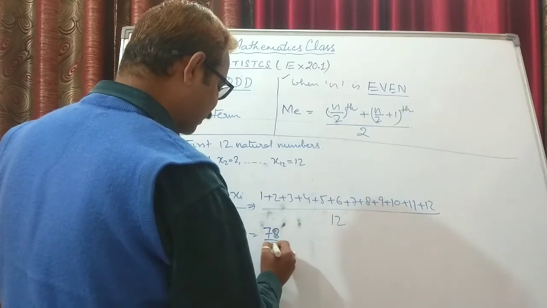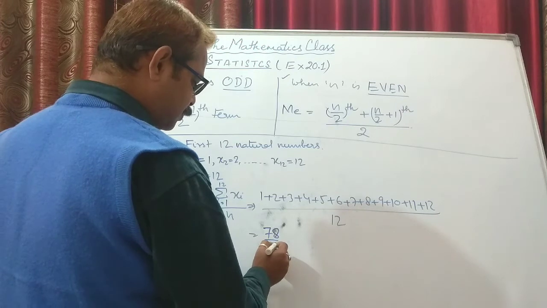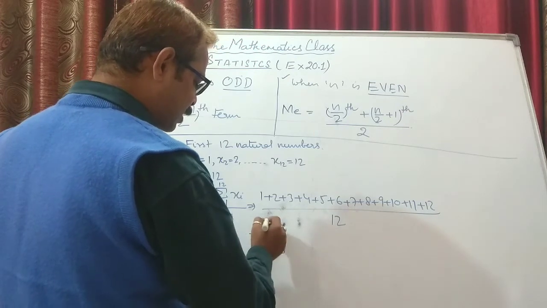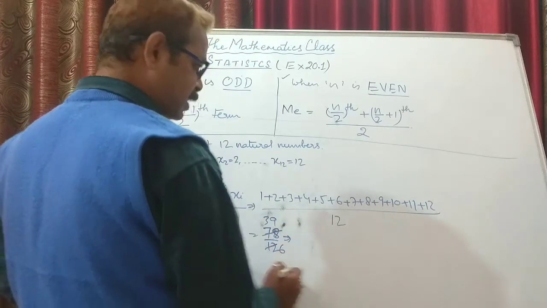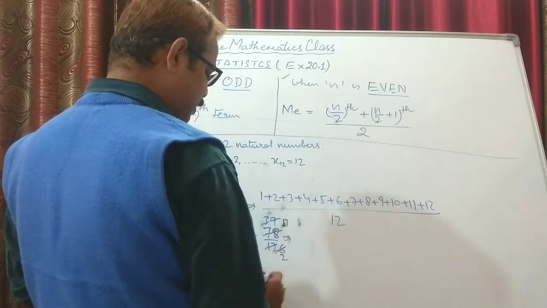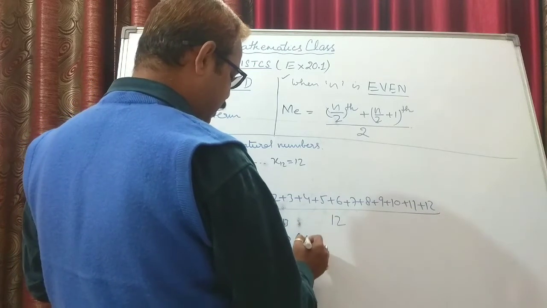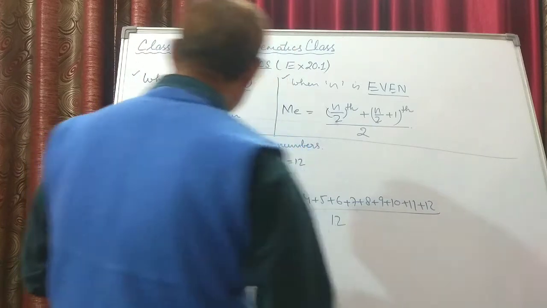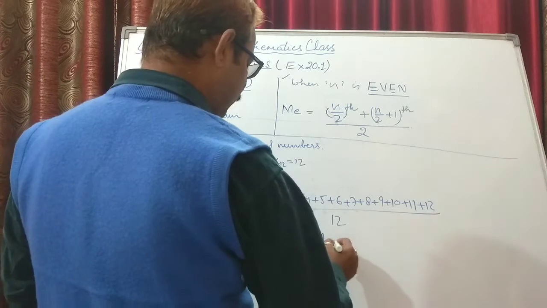78 upon 12. Now 2 6s are 12, 2 3s are 6, 2 9s are 18. 39 upon 6. Now 3 2s are 6, 3 1s are 3, 3 0s are 0, so 13 upon 2 means 6.5 is the mean of the first 12 numbers. This is the final value.